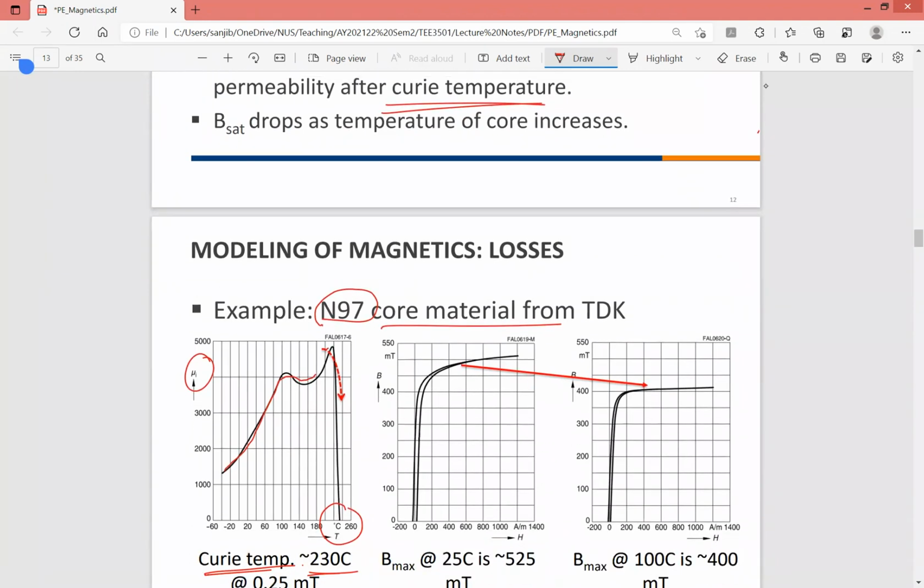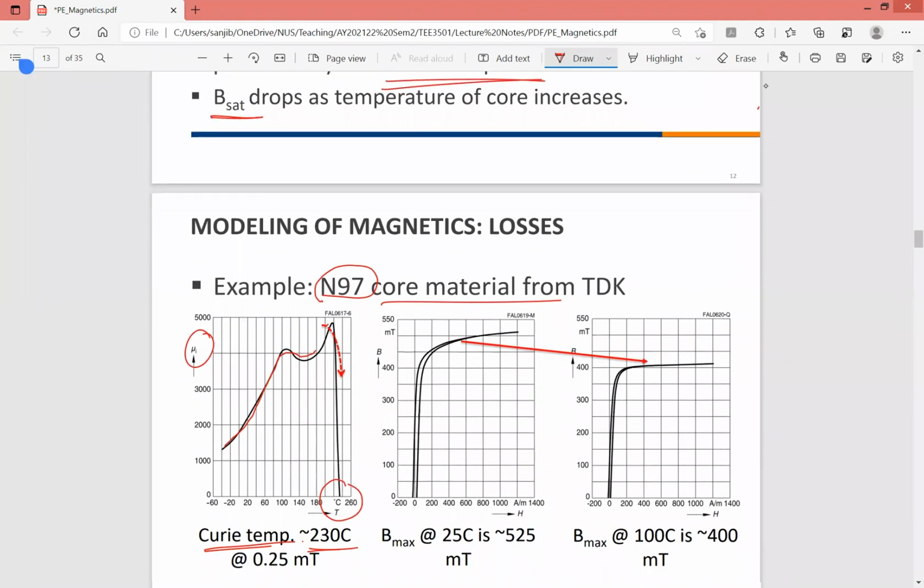And also the saturation. You can see the B value, or the flux density in a core, is also temperature dependent. Here are two examples. If you operate at 25 degree room temperature, then the B saturate is around 525, as you see in this graph. But if the temperature is raised to 100 degrees centigrade, then you can see that it saturates earlier at 400 millitesla. By the way, the unit of B is Tesla.